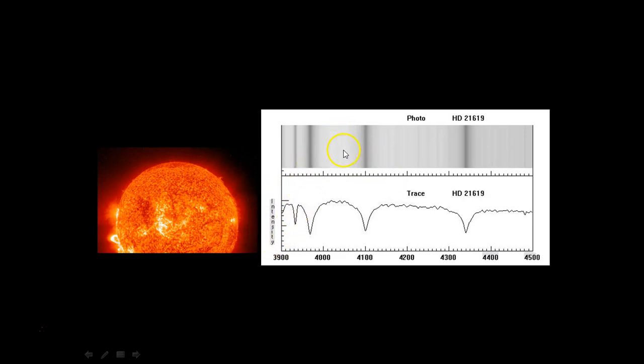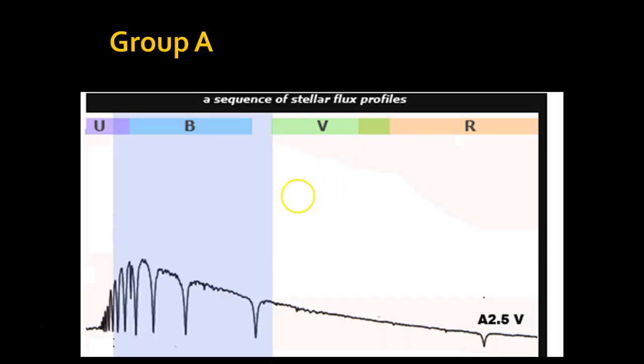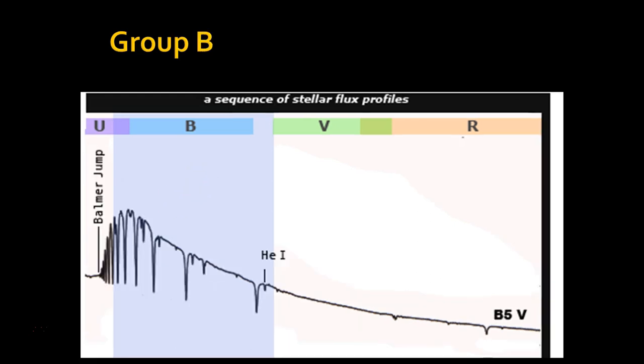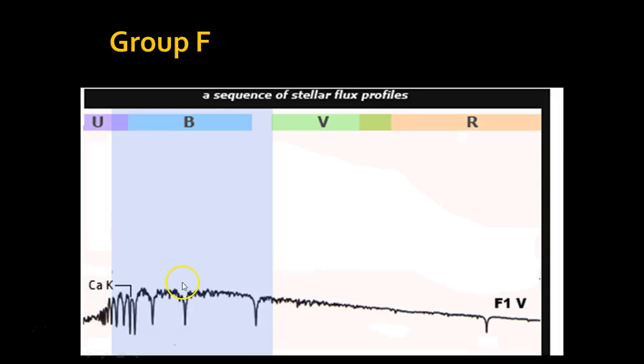So to see what the classification tended to look like, here we have group A, which had this kind of shape, and this absorption here of hydrogen. The stars were classified in letters from A to Q, so it was quite a large group. So this is A, this is B. Again, you can see here we've got the characteristic hydrogen spectrum, the Balmer series.